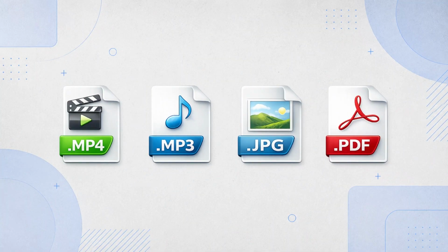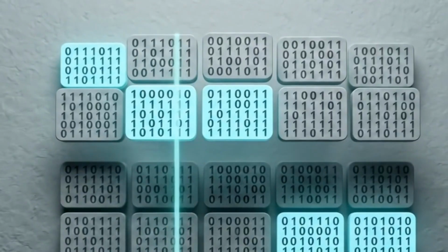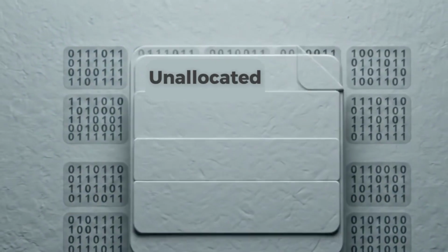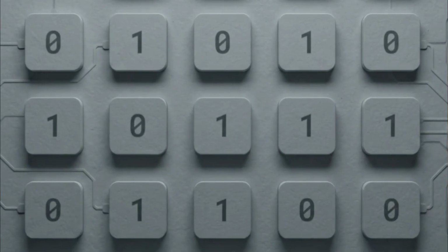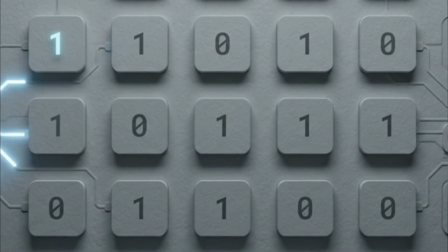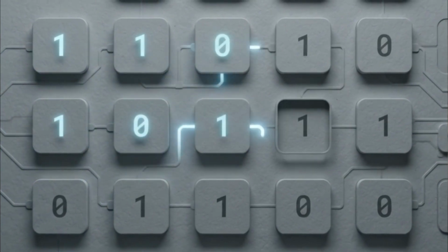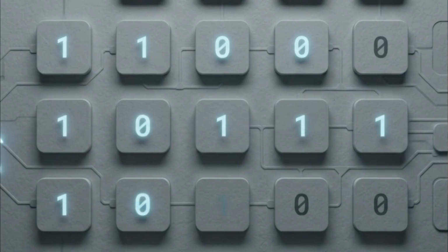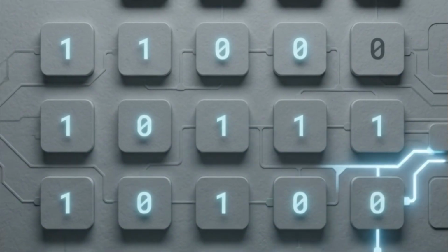If you save a new file, record a video, or download an app, the operating system looks for space marked unallocated. If it picks the physical sectors where your deleted file was hidden, it writes new zeros and ones right over the old ones, and once those transistors are physically changed, the old file is gone forever.